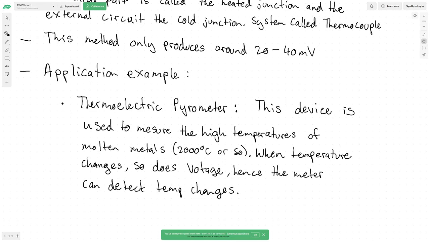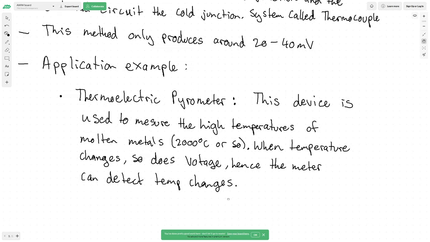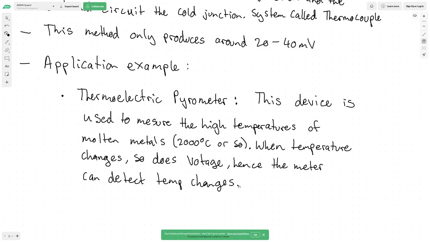withstand that. So when that temperature changes, and this is obviously to do with sensors, and they've got their molten metal, and obviously they're making something or doing whatever to it. They want to know when temperature changes. So when the temperature changes, the voltage does as well. Hence, the meter can detect temperature changes. So basically, it's there to detect how the temperature changes of very, very hot molten metals.